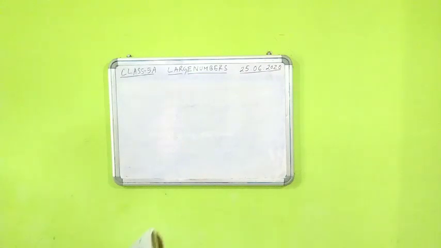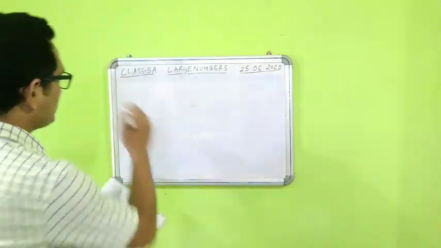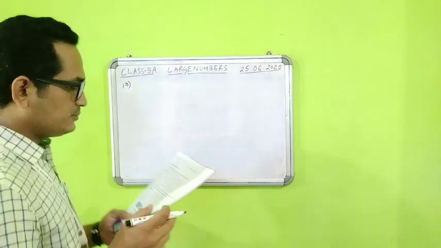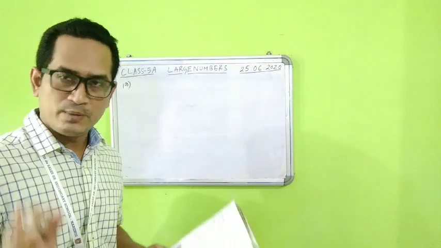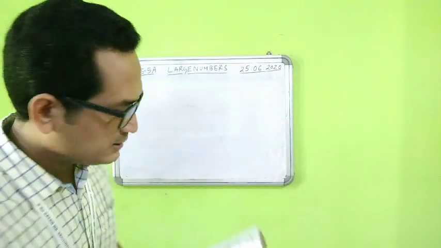Question number 19 is: arrange the given Roman numerals in ascending order. The numbers are given in Roman numerals. By looking at the Roman numerals, students, it is not possible to find out which one is the greatest and which one is the smallest. So you have to write down these numbers in Hindu Arabic first. So let us write down these numbers first.